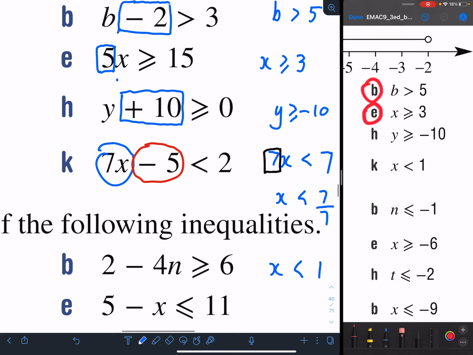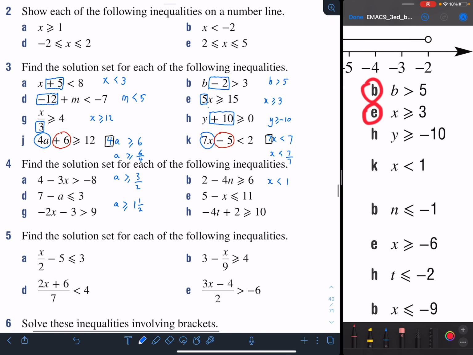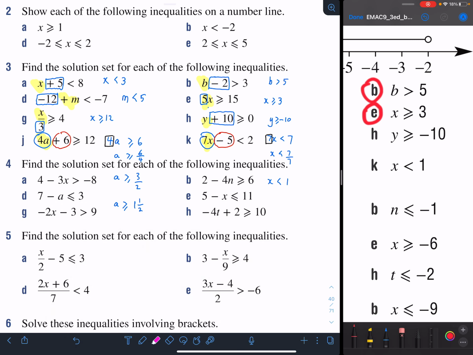Excellent. In this video, we've looked at solving inequalities where the pronumeral is positive. In our next video, we'll deal with solving inequalities where our pronumeral is actually negative. That one has an extra step.